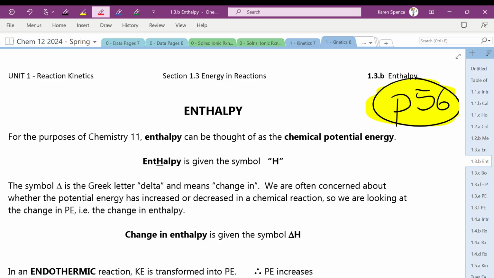Okay, today we are learning a new word. It might be new, or you might have learned it last year. It is called enthalpy. It's on page 56.